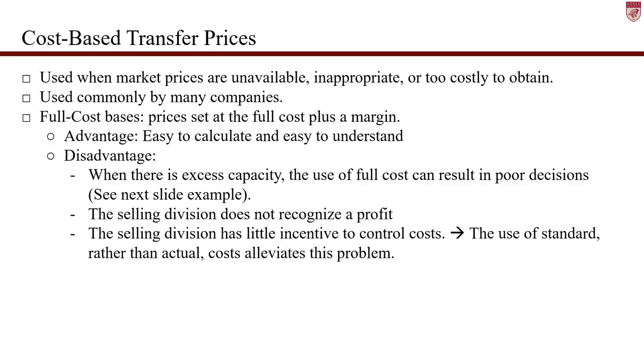We're going to first talk about the full cost base, which is the price set at the full cost plus some margin. So margin can be 10% of the full cost or 15% of the full cost, which goes to the selling subunit. Right? So advantage of full cost is that it is easy to calculate. There's no reason we want to observe from the external market, right? As long as we can calculate the full cost of the selling subunit, then we can also set the transfer price based on the cost quite easily.